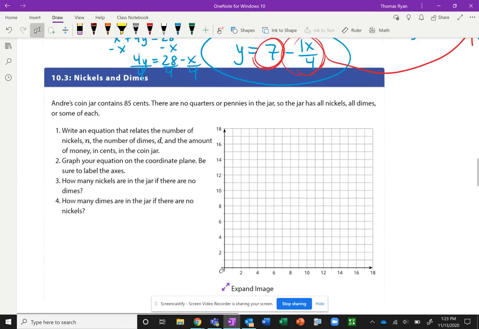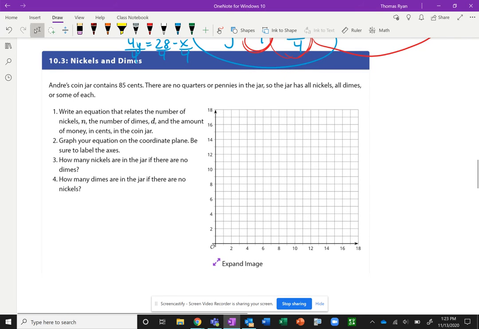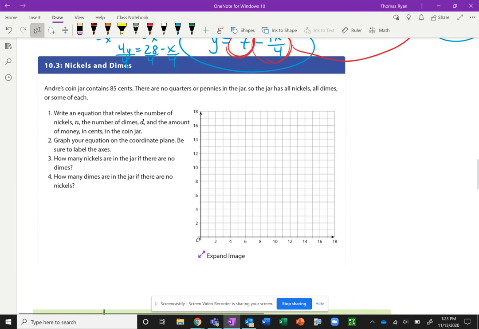Okay, so here's a very similar problem just about nickels and dimes. It says Andre's coin jar contains 85 cents. It's all nickels, all dimes, or some of each. So write an equation that relates the number of nickels and dimes and the amount of money. Well, we can definitely do that. We know that a nickel is 5 cents, so 0.05 N plus 0.1 D equals 85 cents, 0.85.